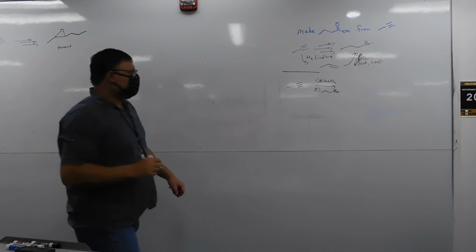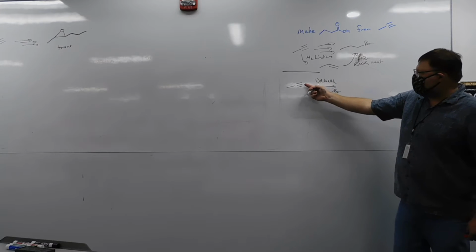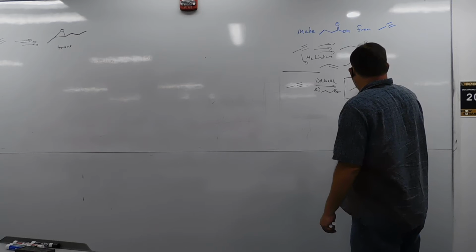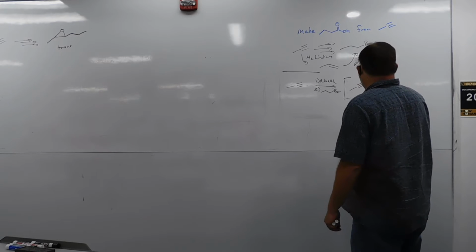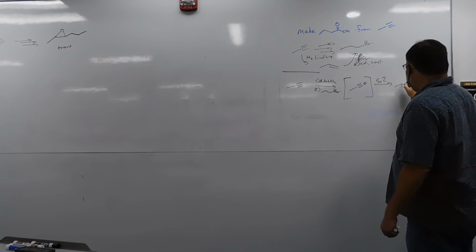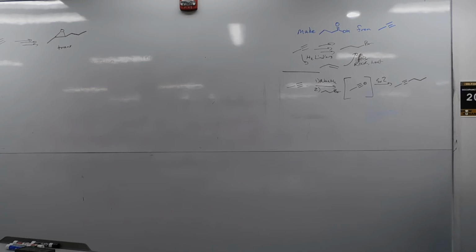Okay, so the product of this, NH2 minus is going to pull a proton off there. You'll get the anion, and then this will do an SN2, and you'll get that. Yeah, no, this worked out. Right?